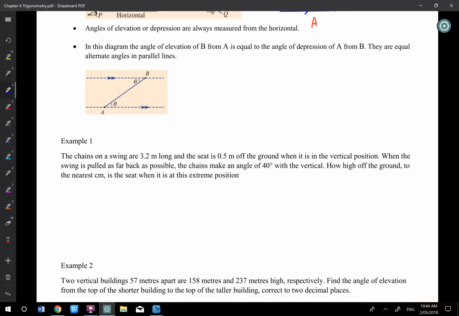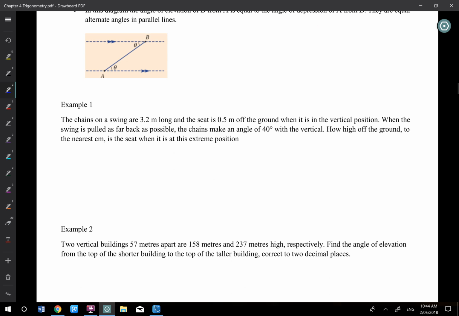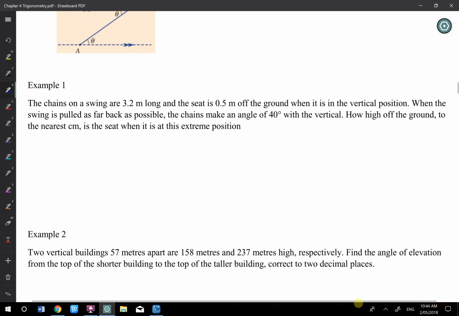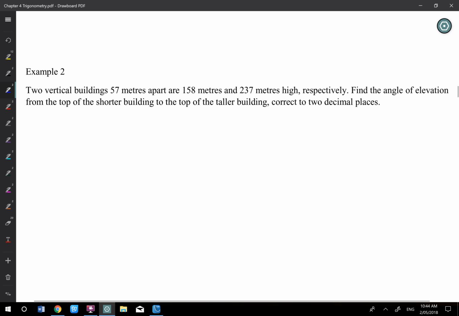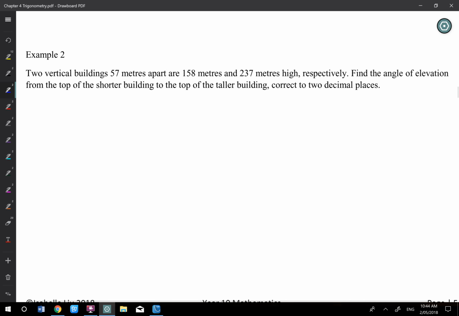Now let's have a look at the examples. Let's do example 2 first. I want to leave example 1 for you to think about. Example 2 says 2 vertical buildings are 57 meters apart, and one is 158 meters and the other one is 237 meters high. So we have 2 buildings, 57 meters apart.